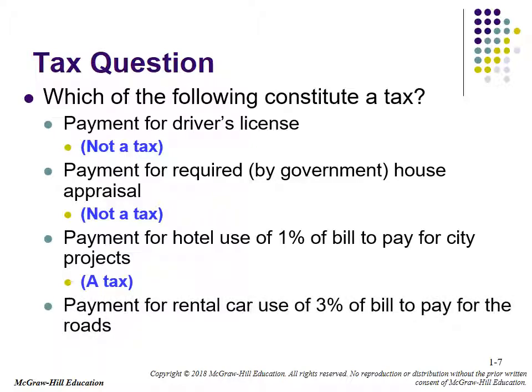A payment for the rental car use of 3% of bill to pay for fixing of the roads. Again, it's a payment required. It's being paid to the government, but the payer is not receiving a direct benefit out of it, like you would from a driver's license fee or the house appraisal fee. It's going to general road maintenance, that tax. So that's what makes it a tax.